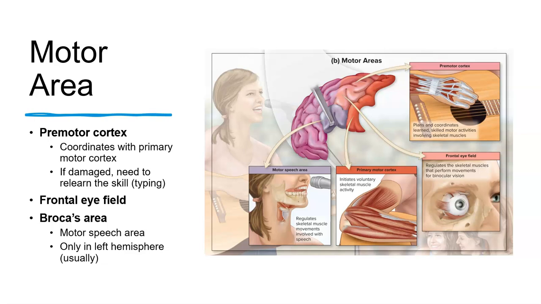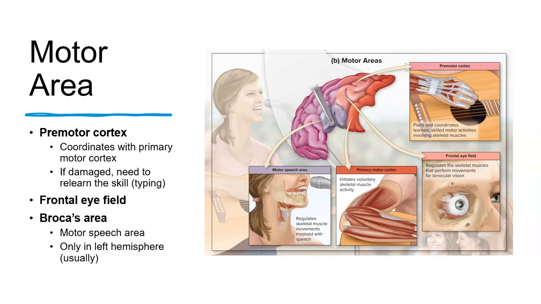The frontal eye field controls the eye movements that are necessary for looking around, for reading, for coordinating both eyes so that we have binocular vision, which simply means both eyes work together the same way at the same time.